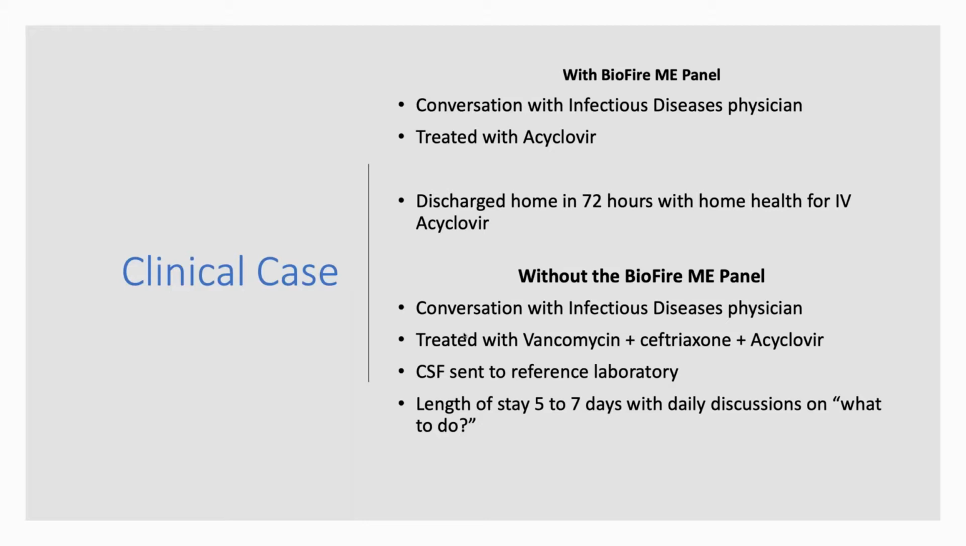So this is what I talk about, the whole change in conversation, because without the ME panel there, here's the conversation we would have had. This guy came in, clearly he's got white blood cells in his CSF. We started vancomycin and ceftriaxone. We're going to start acyclovir. We're going to send this to a reference lab, and we'll have a daily conversation, and we'll wait 5 to 7 days for the reference lab to identify something, and we'll go from there.